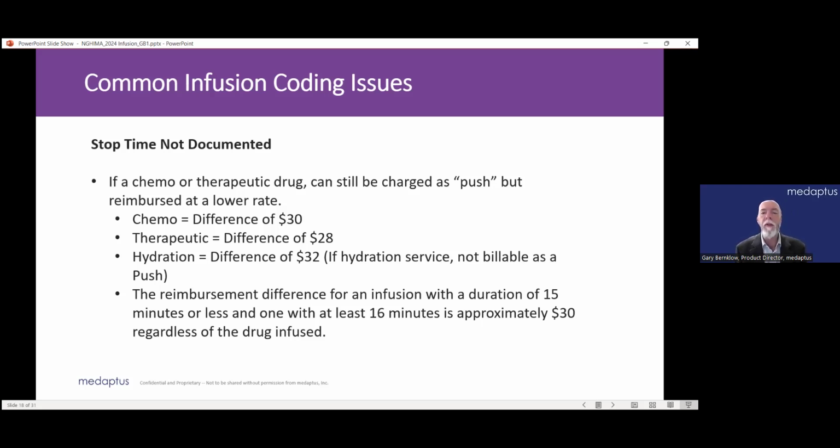So it turns out that the difference between a short and a long infusion in a billable code is about $30, regardless of what the service is. So keep that in mind every time you're going through these. If you're looking at your volume and you have a percentage of times that stop time has not been added or may not be accurate, multiply that by $30, and that gives you a quick idea of how much revenue you might be leaving on the table.